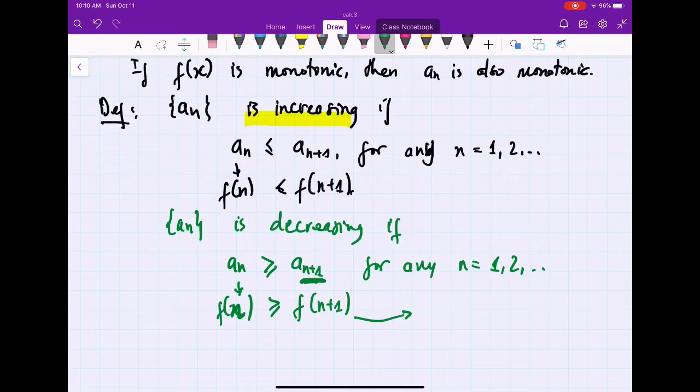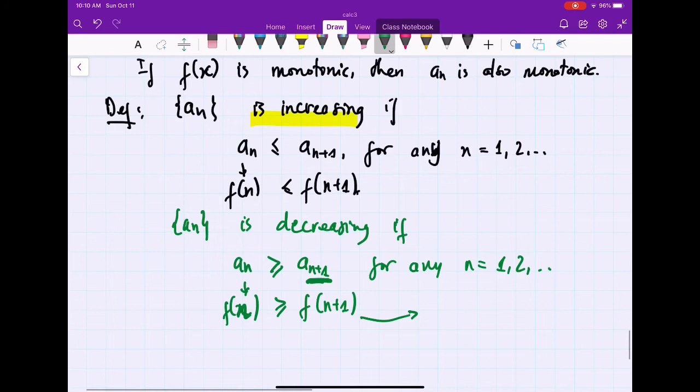All right? So those sequences are very important. I would say that it's very important. Agree? Because for such sequences, if they are bounded, that means they are bounded above or below, such sequences might have limits. Does that make sense? All right.